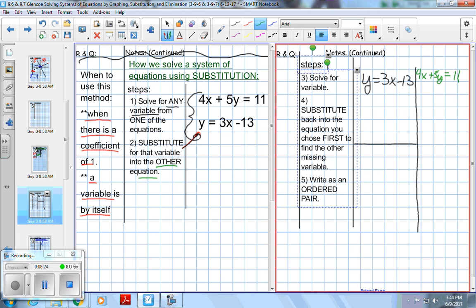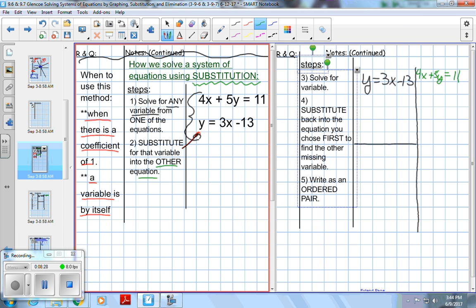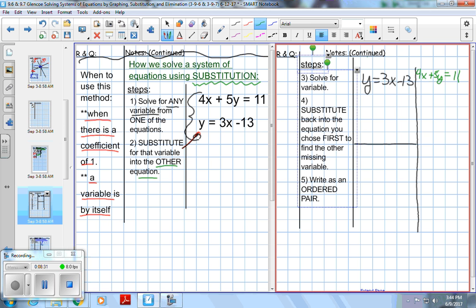Now, this method is called substitution. So can you think about what we're going to do with this y expression in this y location? What are we going to substitute into that y's location? What do we know y already equals? Yeah, we already know y equals this expression. I know it's not a number, it's an expression, but it still works. So we substitute it into there. We have 4x plus 5 times the quantity 3x minus 13 equals 11. And you notice now, there's no longer 2 variables in the problem. There's 1 variable in the problem.